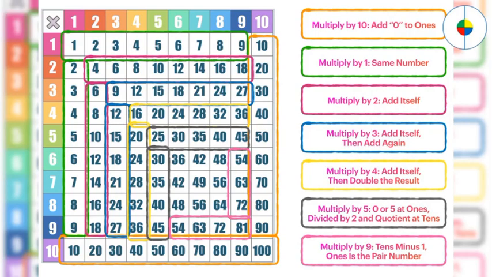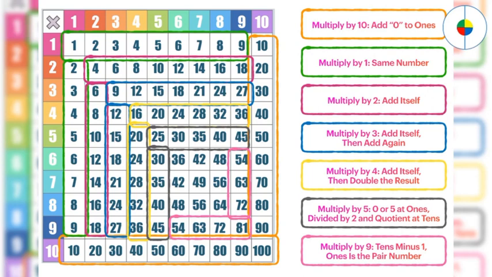Here are some simple rules. Any number multiplied by 10, just add 0 to the ones position. 3 times 10 is 30, 10 times 7 is 70. Any number multiplied by 1 is the same number. 6 times 1 is still 6, 1 times 8 is still 8. Any number multiplied by 2, just add the same number. 6 times 2 is 6 plus 6 equals 12, 2 times 8 is 8 plus 8 equals 16.